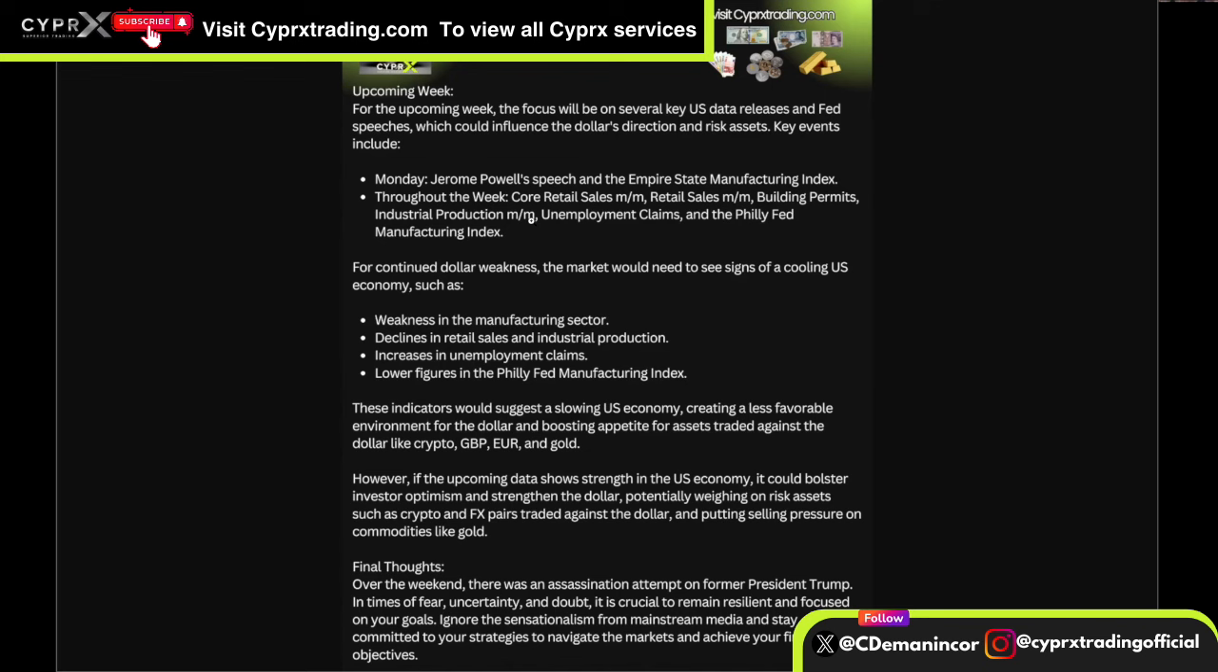These indicators would suggest a slowing US economy, creating a less favorable environment for the dollar and most likely boosting appetite for assets traded against the dollar like crypto, GBP, which is the Great British Pound, the euro, and gold. However, if the upcoming data shows signs of strength in the US economy, it could bolster investor optimism and strengthen the dollar further, potentially leading to sell pressure on risk assets such as crypto and FX pairs traded against the dollar, and also putting sell pressure on commodities like gold.